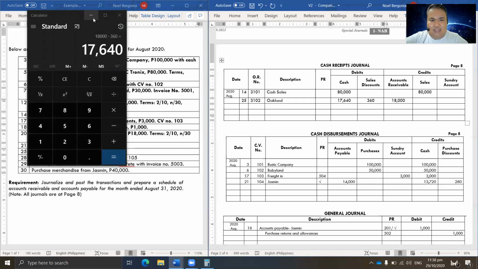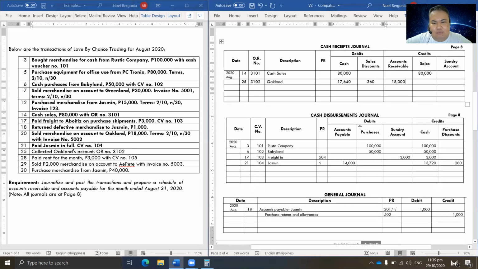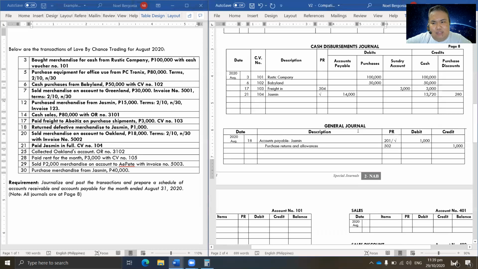So if we read the entry, we debit cash 17,640. Debit as well sales discount kasi na-avail ni Oakland yung cash discount na 2%, 360. Then we credit accounts receivable, 18,000. So what's our next step? Our next step is to go in our subsidiary ledger for Oakland.